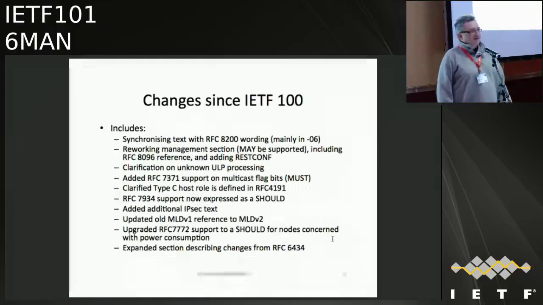What's the next one? 7934, that's about the availability of multiple addresses per host. We just had some sort of woolly recommendation for that. We changed that into an uppercase SHOULD, which again aligns with the router requirements document.